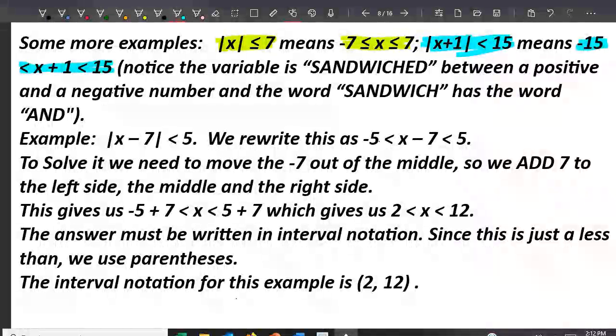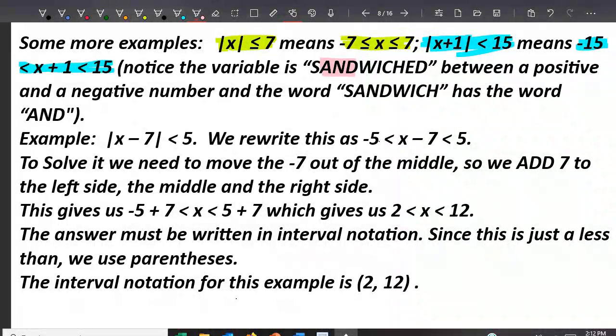Another way you can kind of remember, hopefully you can remember this, look at the word sandwich. It's got the word AND in it. Sandwich and less than. Kind of just say that to yourself. Less than and sandwiched.